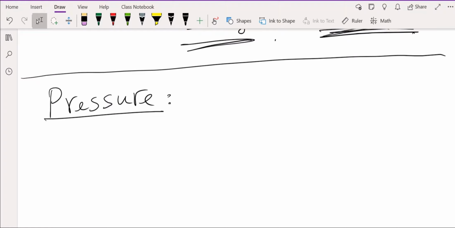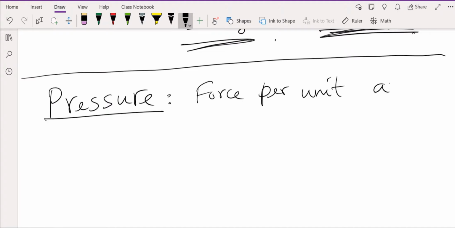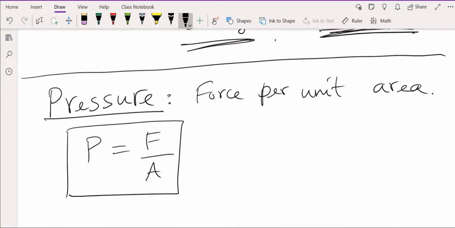Get it? It's a concentration of force, like how much force per unit area. That is called pressure. So what is the definition of pressure? It is a force per unit area. So pressure is F over A. That's our basic equation for pressure. Capital P stands for pressure.